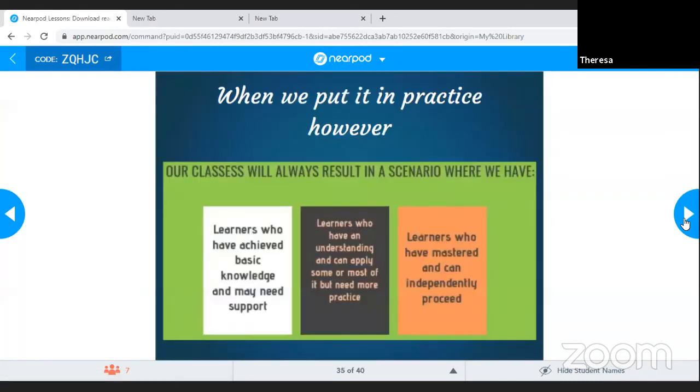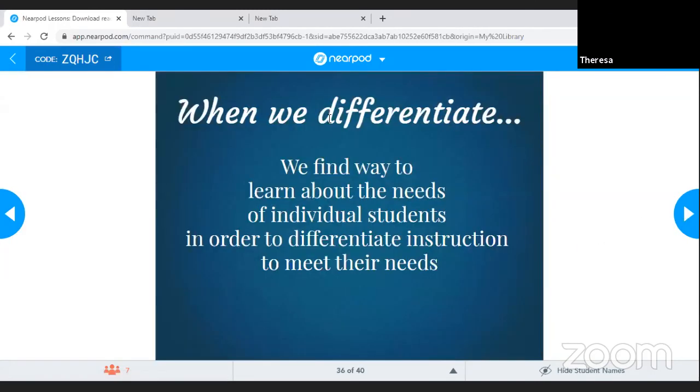So our flipped adaptive model allows us also to put this into practice and realize that we have three different kinds of learners. We have learners who can achieve everything and get to the basic knowledge. We have learners that can understand and apply what needs to be put in practice. And then we'll have learners who have mastered and can independently proceed. For this reason, it is needed for us to differentiate. And when we differentiate, we find ways to learn about the needs of our individual students in order to differentiate the instruction to meet your needs. And that is the last leg of the adapted model.